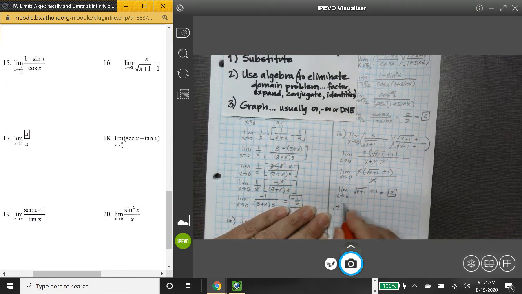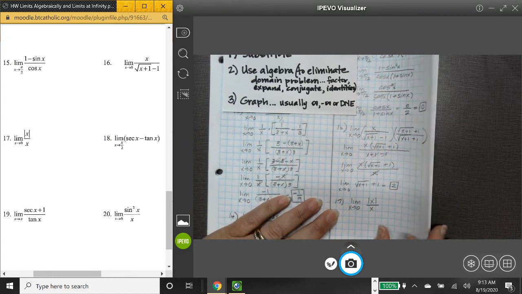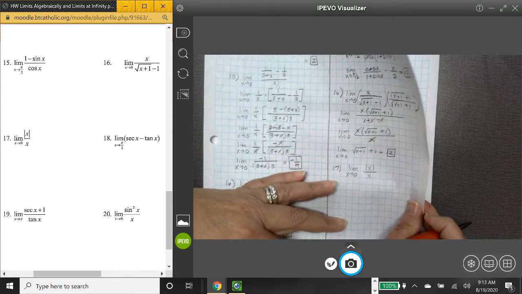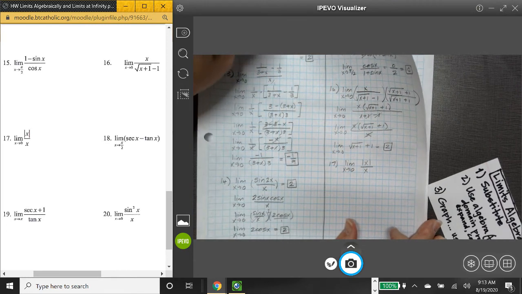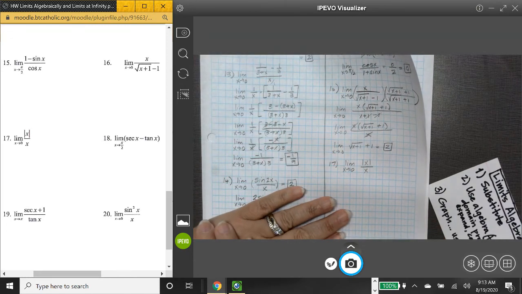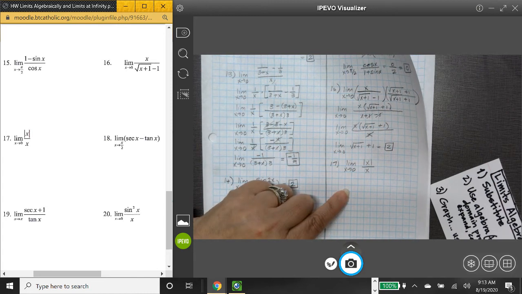17. The limit as x approaches 0 of absolute value of x over x. Now this is one I can't use fancy algebra to do. I can't substitute, but I would really like you to consider the graph of this, okay?